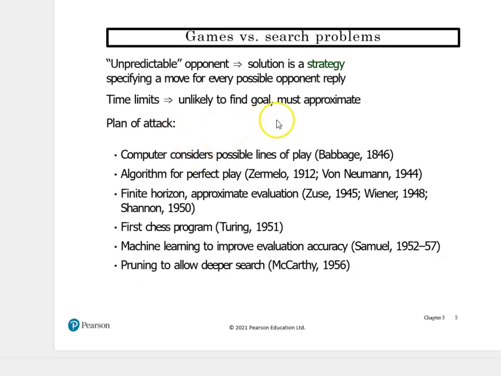There are time limits, so it's unlikely to find the goal, and we must approximate. Unless it's a small game like tic-tac-toe, realistically we can't search the entire tree to find the best possible action at every state. So we have to use some way to approximate.